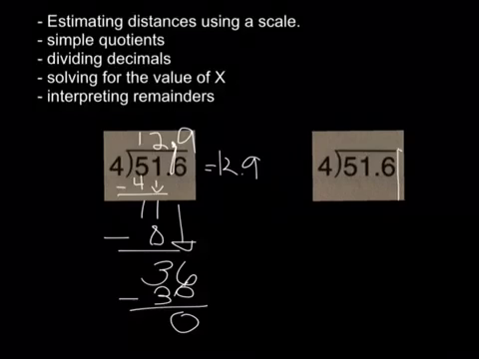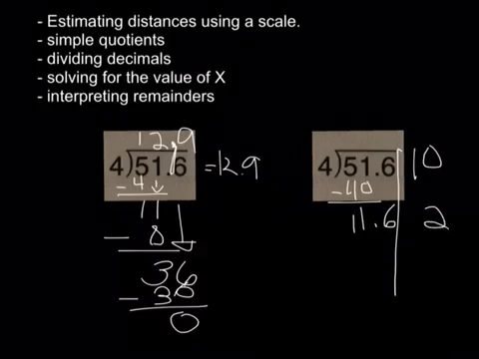Okay, for partial quotient, how many 4s are in 51? Well, I would do 4 times 10. It would be 40. Okay, I subtract, and I will get 11.6, right? And then how many 4s in 11.6? I'm going to say 2, and that gives me the number 8.